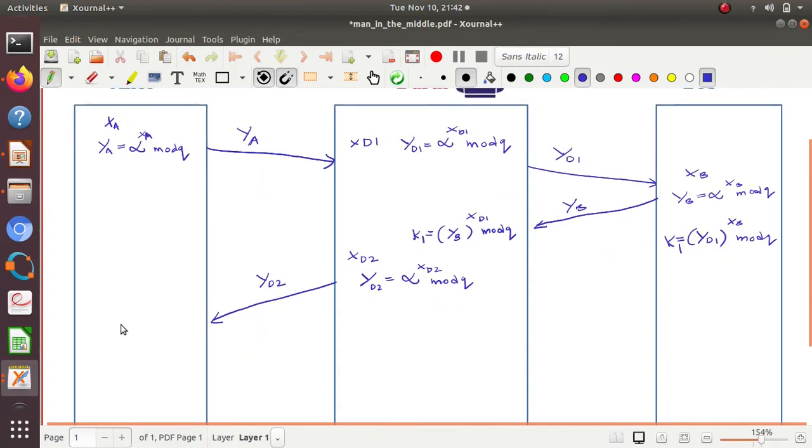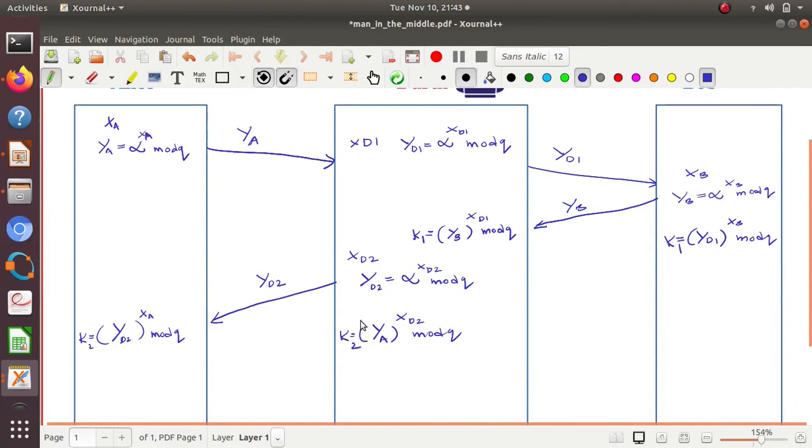Alice will compute her shared key like this: YD2 to the power XA mod Q. Assume that this is K2. Similarly, this attacker will compute the shared value as YA to the power XD2 mod Q. We know that this is the same as K2.